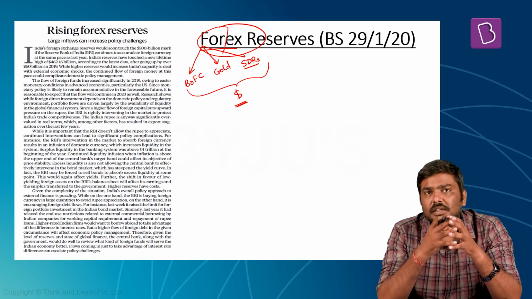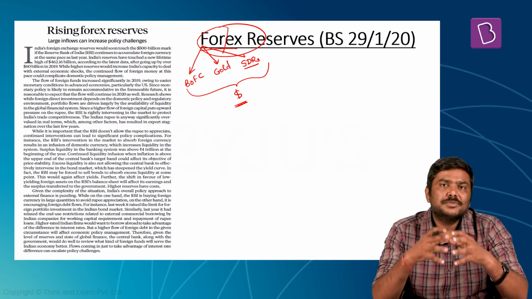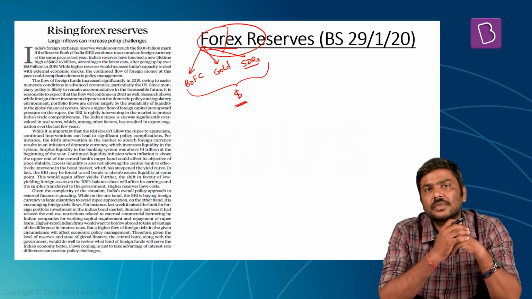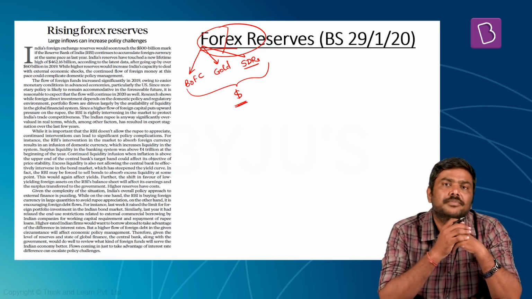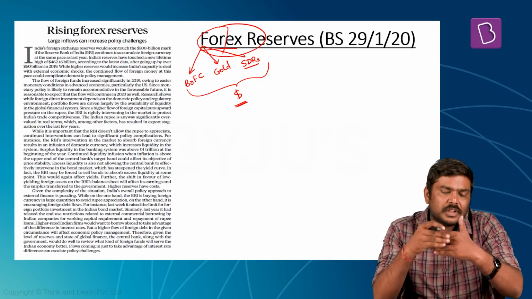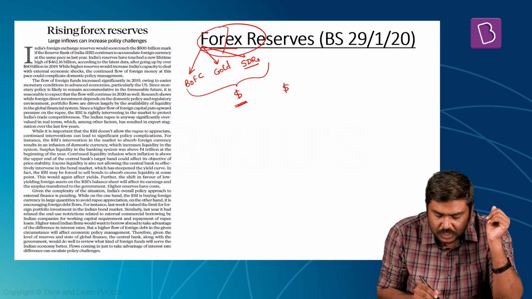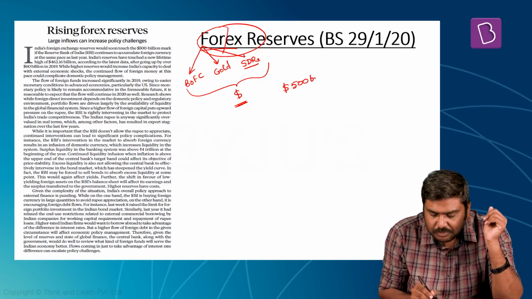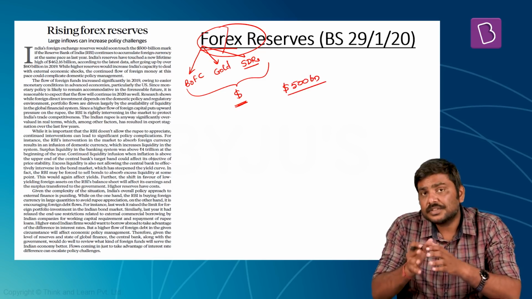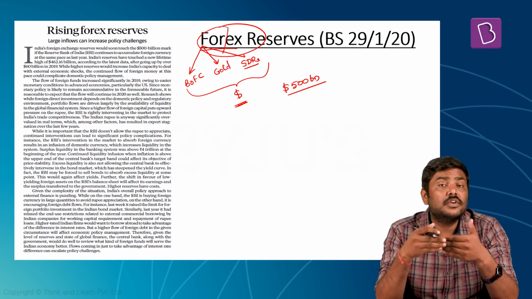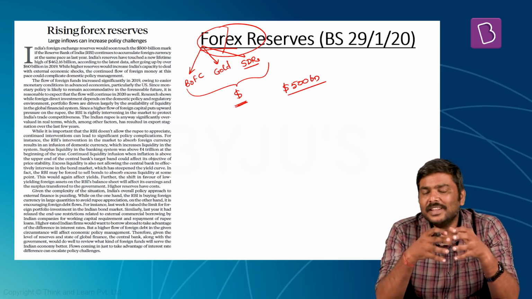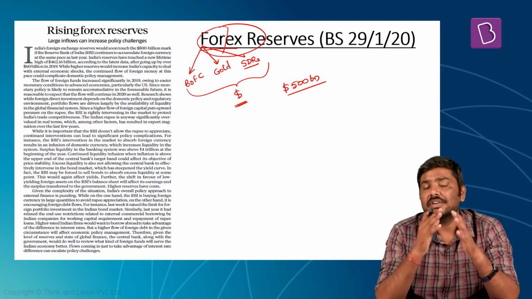But after that, we have steadily been building this particular concept of forex reserves. And the article mentions that if this particular building up of forex reserves continues at the same pace, very soon we are going to have a total forex reserves of $500 billion. These particular forex reserves are considered to be essential for the economy. What are the reasons why there is a need for maintaining these particular forex reserves?